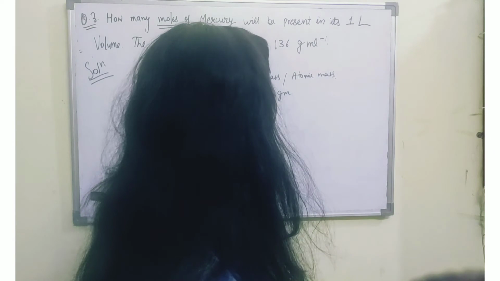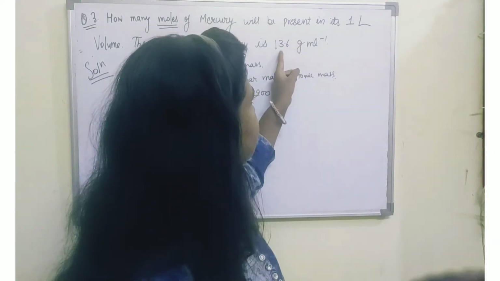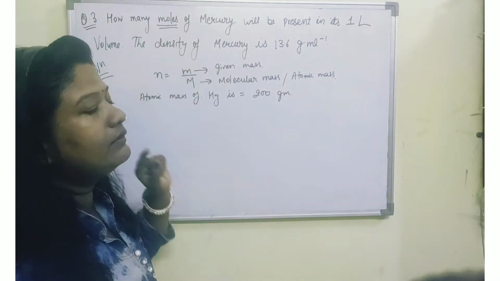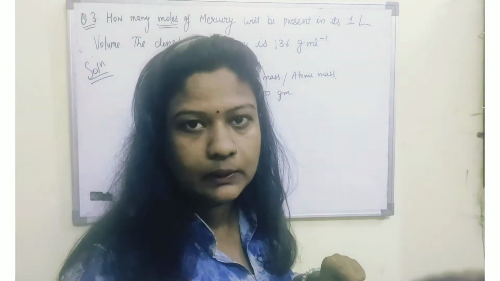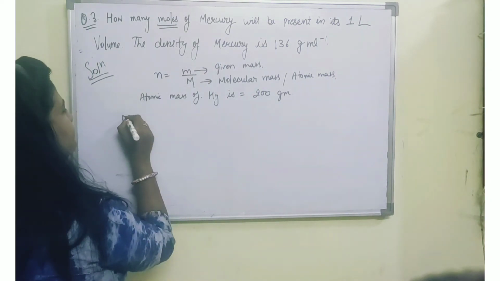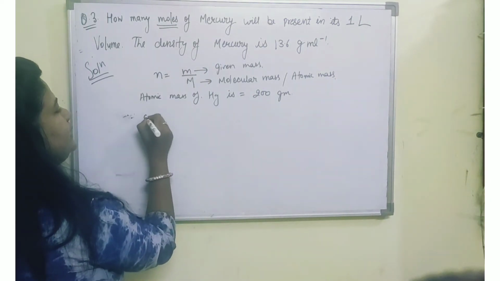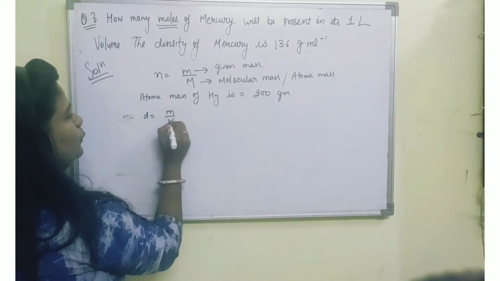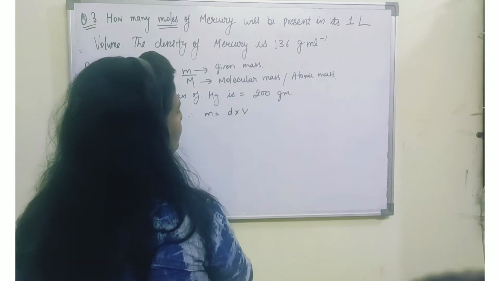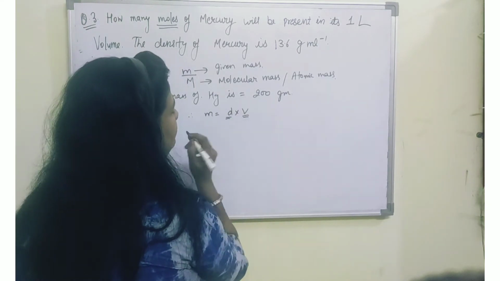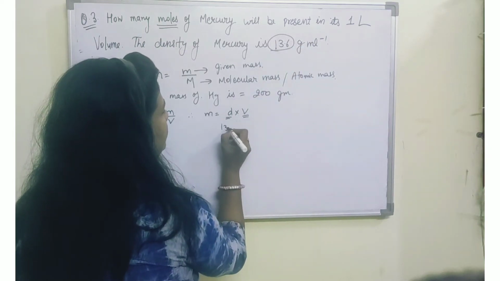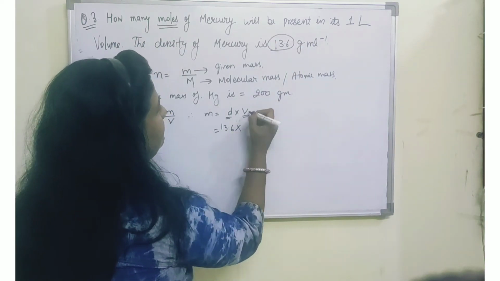Mass we have to calculate, and only density is given. So first of all, we have to calculate the value of small m. How will we calculate the mass? We know the formula: d is equal to m upon v. Therefore, m is equal to d into v. Density is given, 13.6, multiplied by volume.